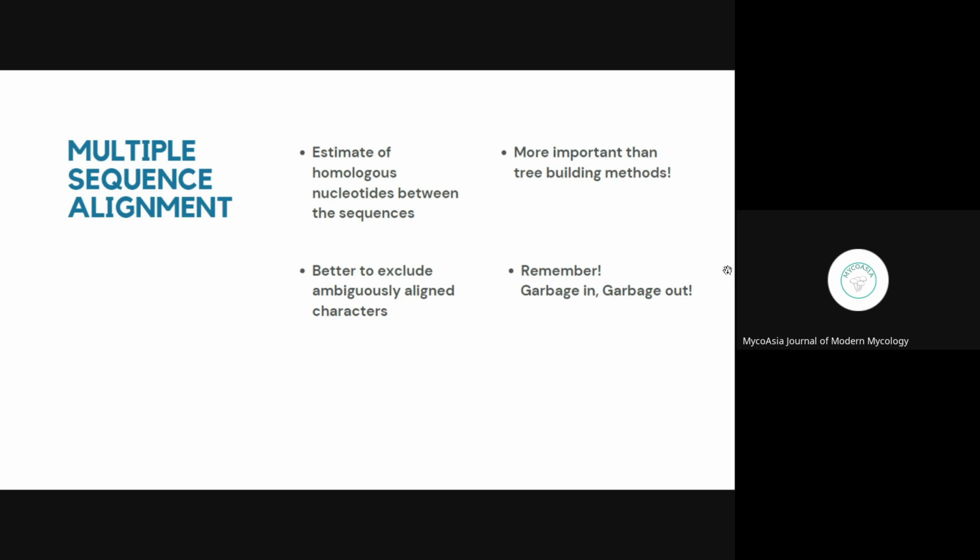Multiple sequence alignment estimates the homologous nucleotides between the sequences. They basically test the hypothesis of homology. So this is more important than the tree building methods, which I'm going to talk about soon. If you find some of the regions are not aligned properly, you may exclude them from the analysis. Remember, you might get a multiple sequence alignment, but if it is not good enough, as they say in computer science, garbage in is garbage out.